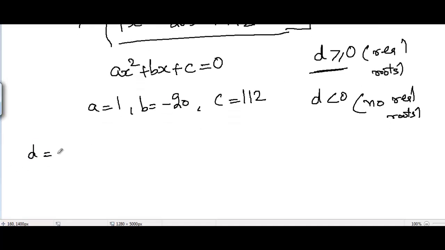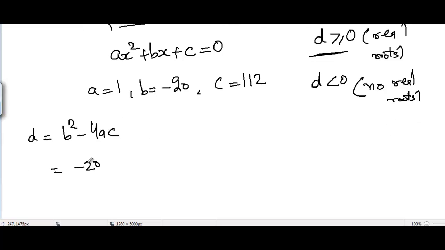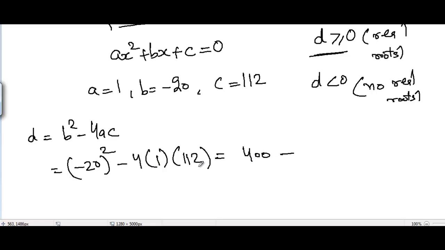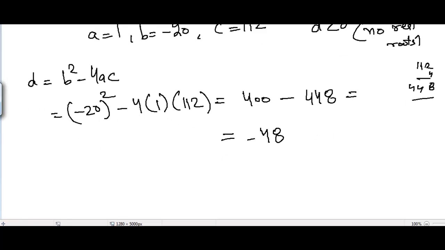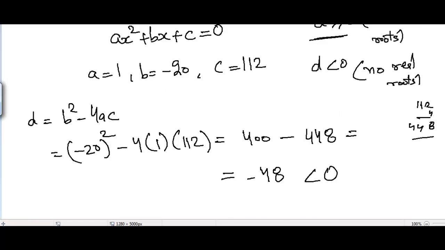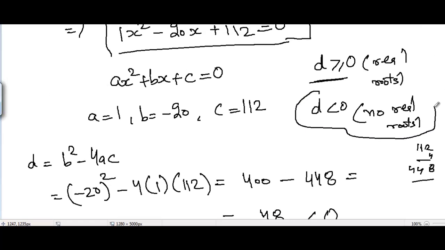The discriminant is equal to b squared minus 4ac, and the value of b is minus 20, so it's squared here, minus 4 times a is 1 and c is 112. Minus 20 squared is 400, minus 112 times 4, it's 448, and 400 minus 448 is minus 48. So we are getting here the value of the discriminant in negative, and it is less than 0. And according to this, we have no real roots.